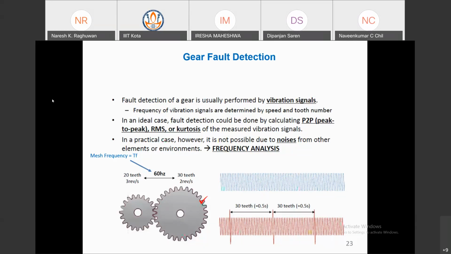RMS value indicates the energy of the signal, and for the faulty and healthy gear you can compare the RMS value. Kurtosis you can also use, for the degree of peakiness of the distribution, and compare it with the normal distribution. So you can do the analysis with these statistical parameters. However, in the practical case it is not possible due to noise. The noise is there from other elements.